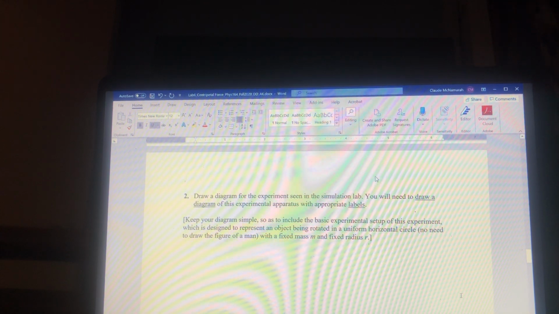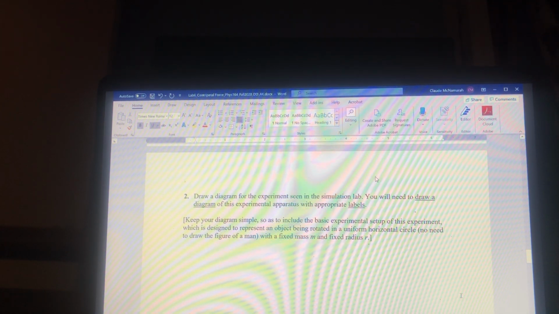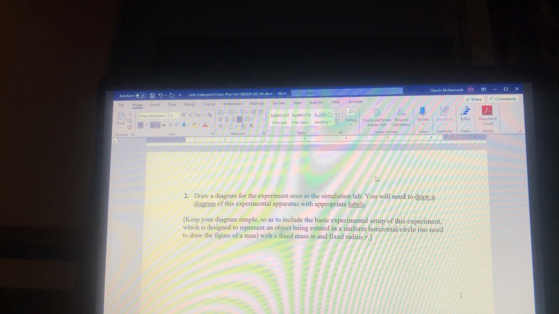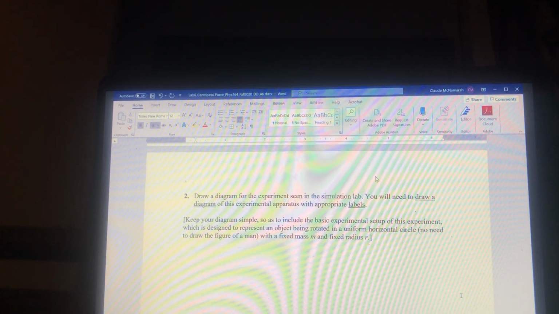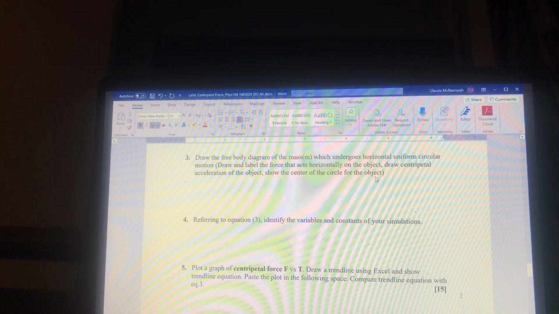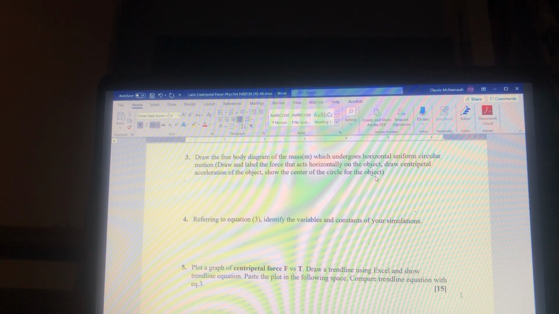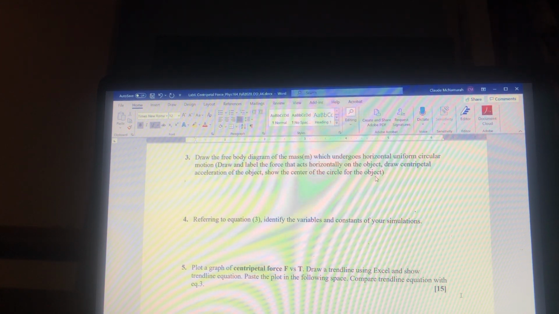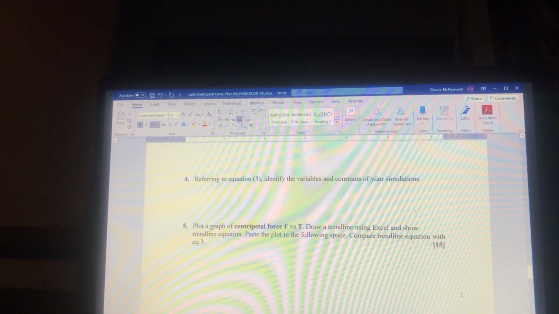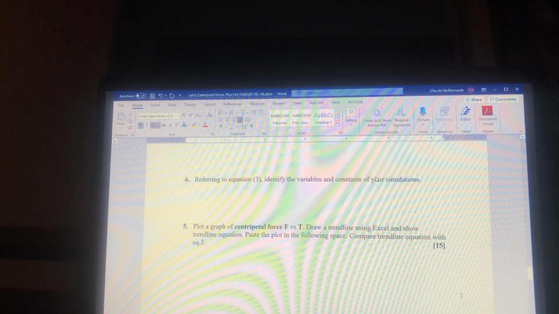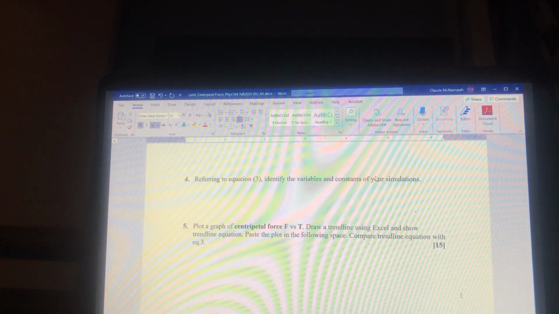And then you draw the diagram of the experiment seen in the simulation. You will need to draw a diagram of the experiment apparatus and label it, yes? You don't need to draw the map. Okay, draw a free body diagram. We all know how to draw a free body diagram, yes? The free body diagram for the mass that undergoes uniform circular motion. Then referring to equation 3, identify which variables are changing and identify what is constant in your simulation.